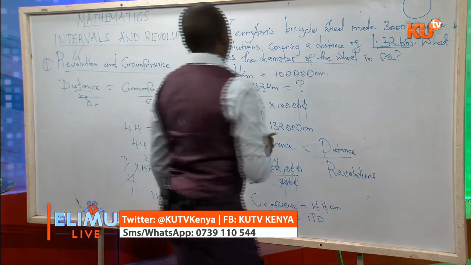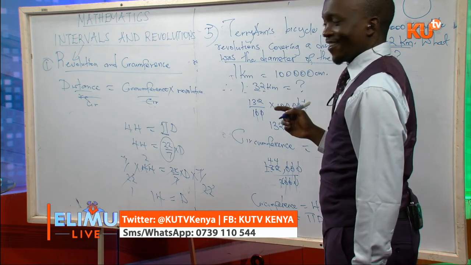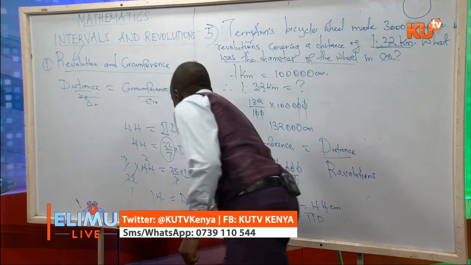You go back to the question. What was the diameter of the wheel? Then you smile. I've found it. The diameter of the wheel is 14. Write your answer and move on to the next question.